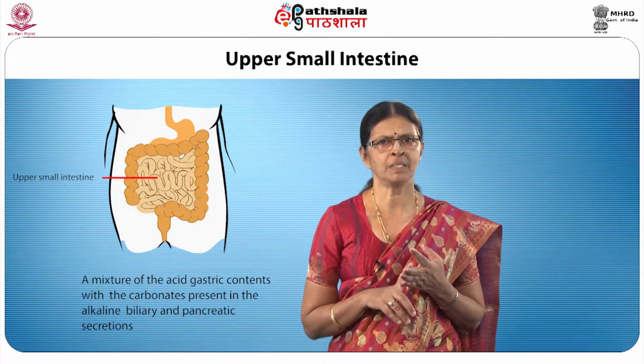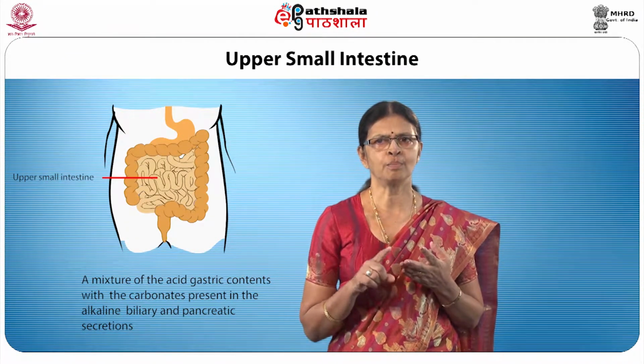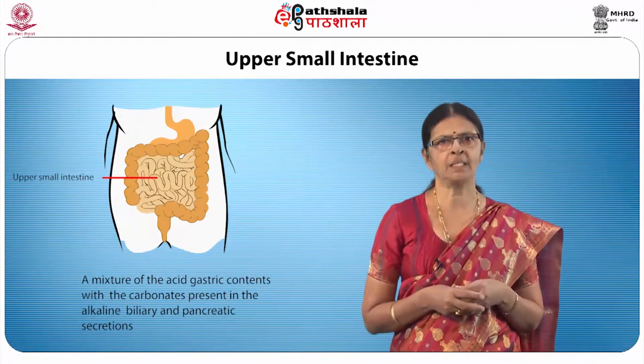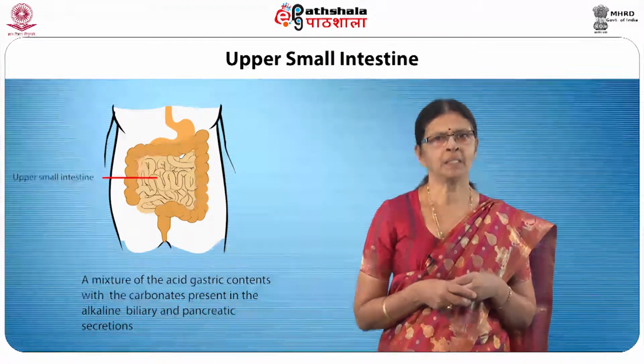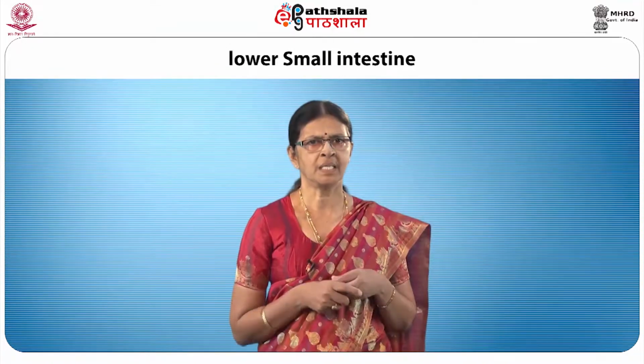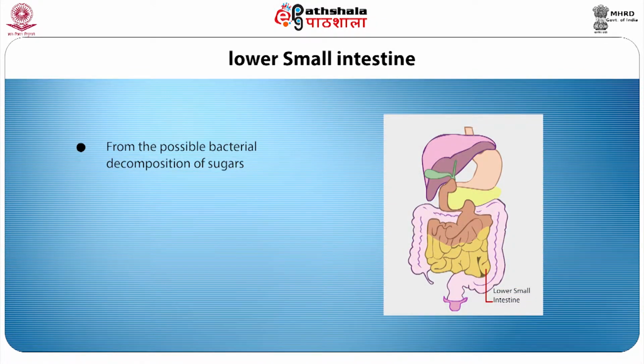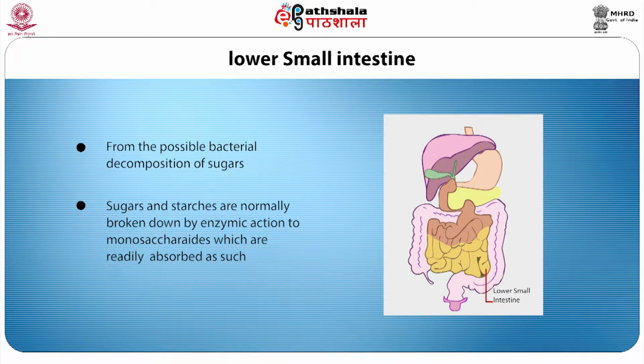First source, in the upper small intestine, gas is produced from a mixture of the acid gastric contents with the carbonates present in the alkaline, biliary and pancreatic secretions. Secondly, in the lower small intestine, gas is formed from the possible bacterial decomposition of sugars. It is to be recalled that sugars and starches are normally broken down by enzymic action to monosaccharides, which are readily absorbed as such. It is readily available for decomposition to carbon dioxide by bacterial action.